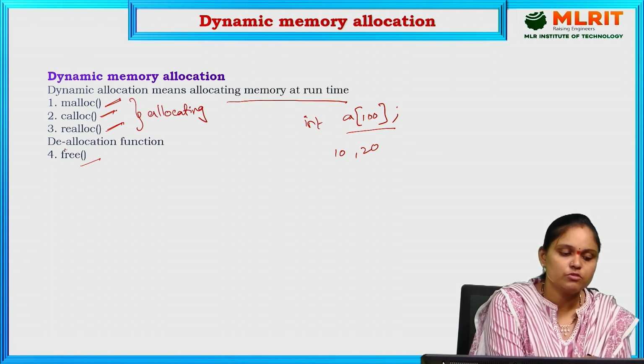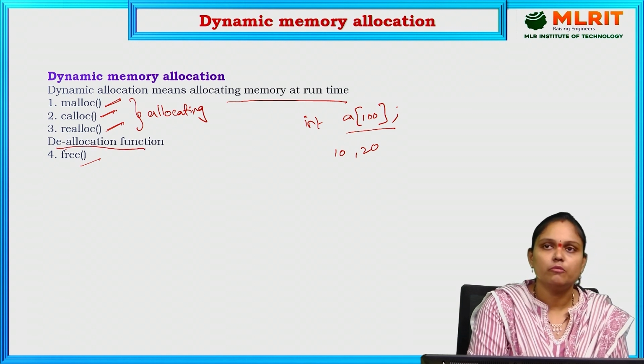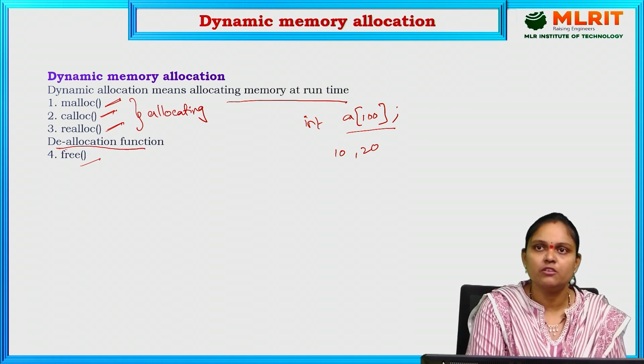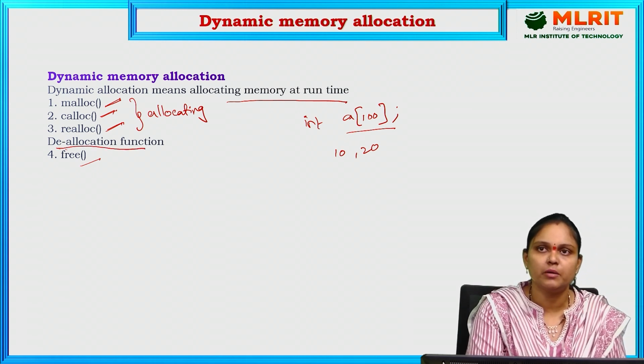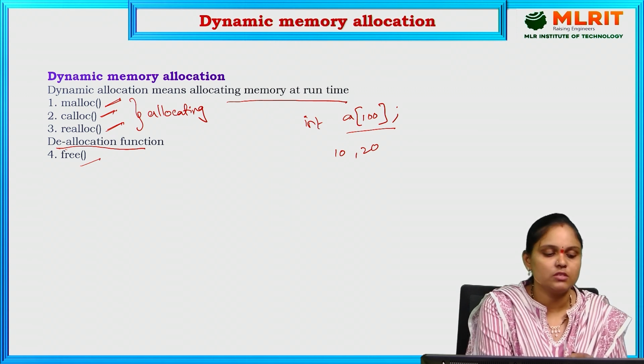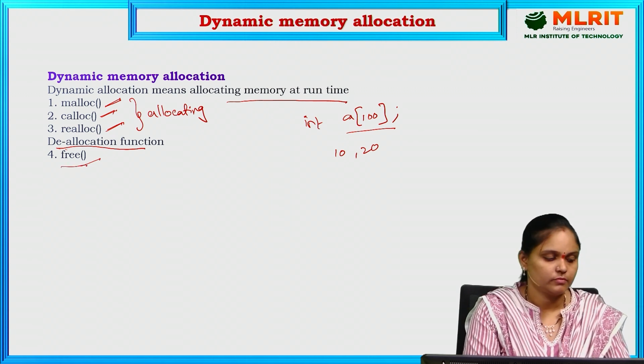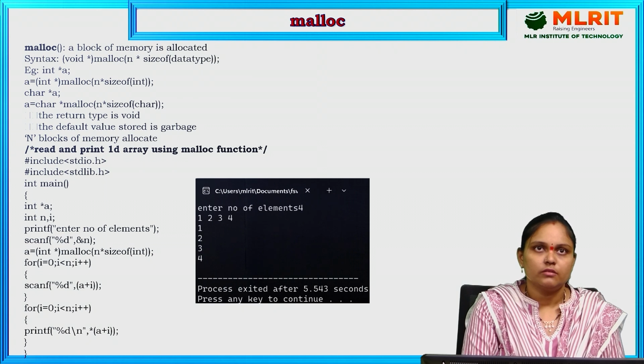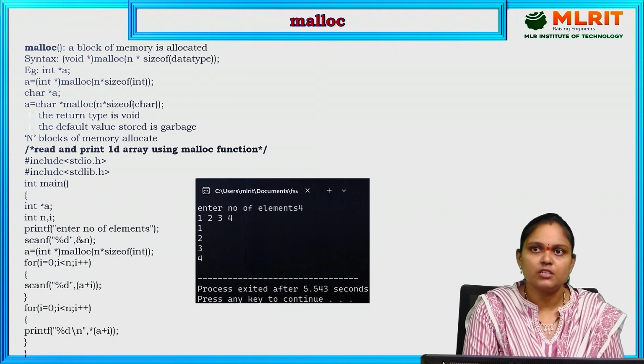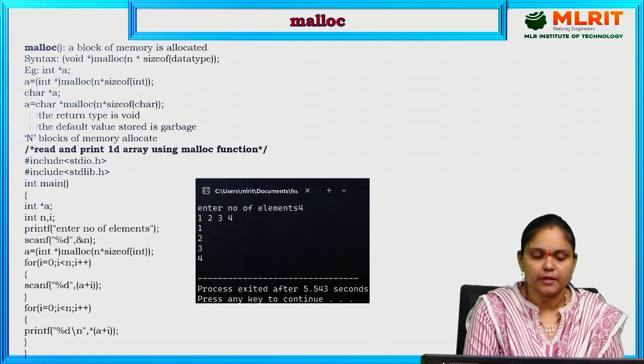And free is used for deallocation of the memory. Whatever memory got allocated, that particular memory will get freed by using this free function. So the first function is malloc. Malloc is used for allocating the memory at runtime.